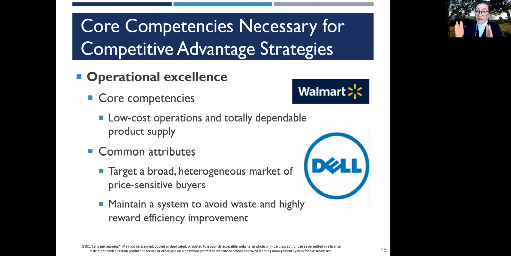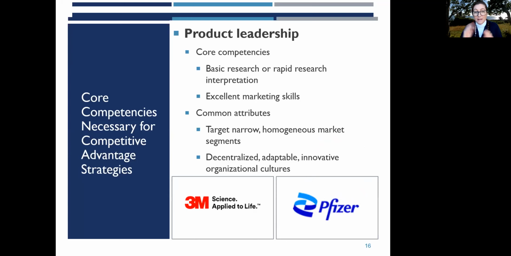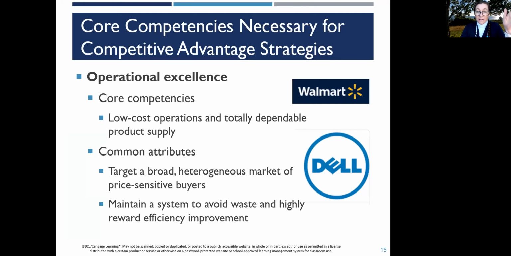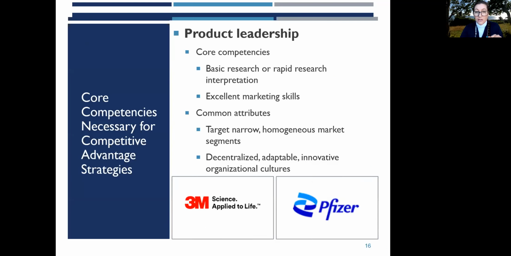Whereas on operational excellence, we're talking about targeting a broad, heterogeneous market. Heterogeneous means much variation, right? So if you've got a broad market, then you've probably got much variation. But price sensitivity is the commonality here. Right, so operational excellence is about a broad, heterogeneous target, whereas product leadership is a narrow, homogeneous target market.